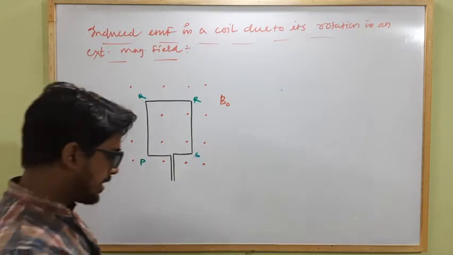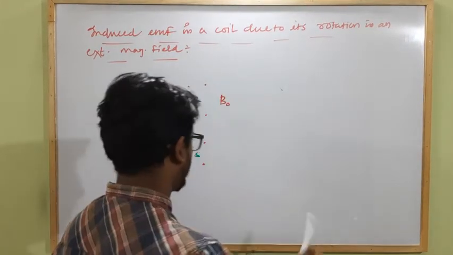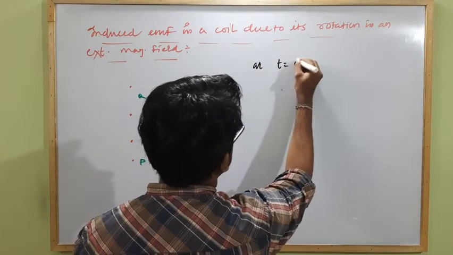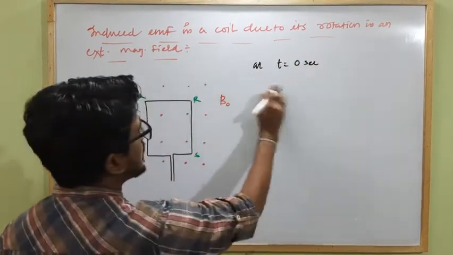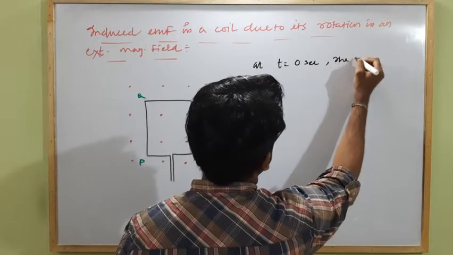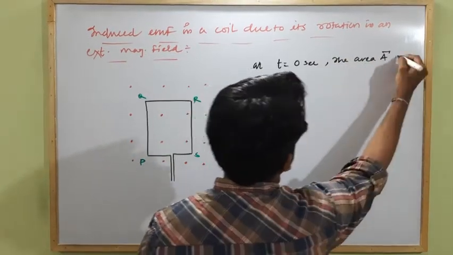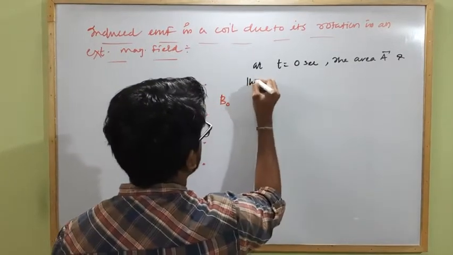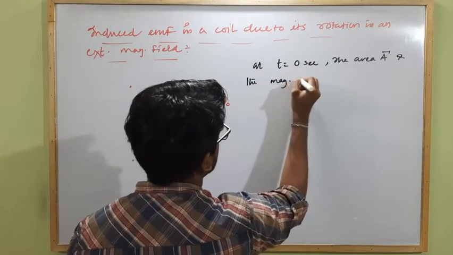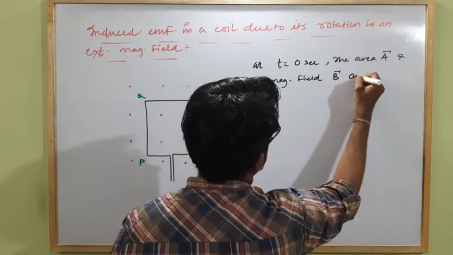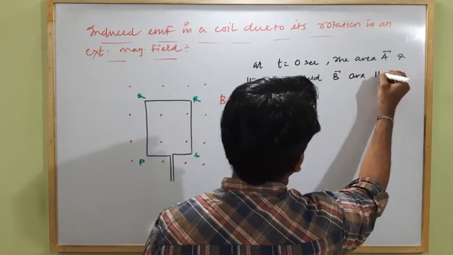Clear? So let at t equal to 0 second, that means initially, the area vector A and the magnetic field strength are parallel to each other.